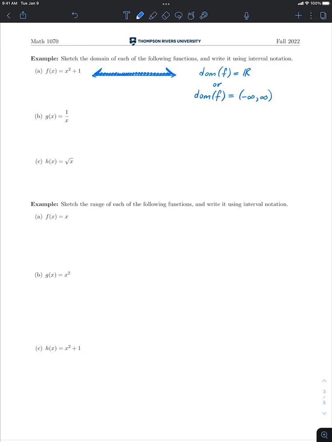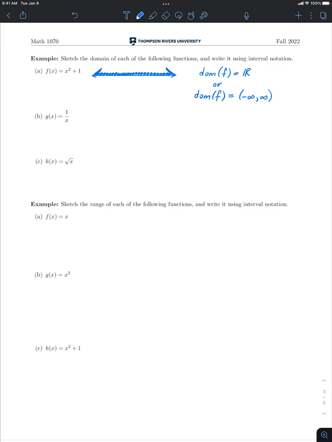We've got a function g defined by the rule g of x is equal to 1 over x. Okay, so again, in ordinary language, what does this function do? You give it an input value, and then it divides 1 by whatever that input value was. So then that's going to lead to the question, is there any real number that you cannot divide 1 by? And the answer is yes, there is. There's one number that you can't divide 1 by. In fact, you can't divide anything by it, and that is 0.